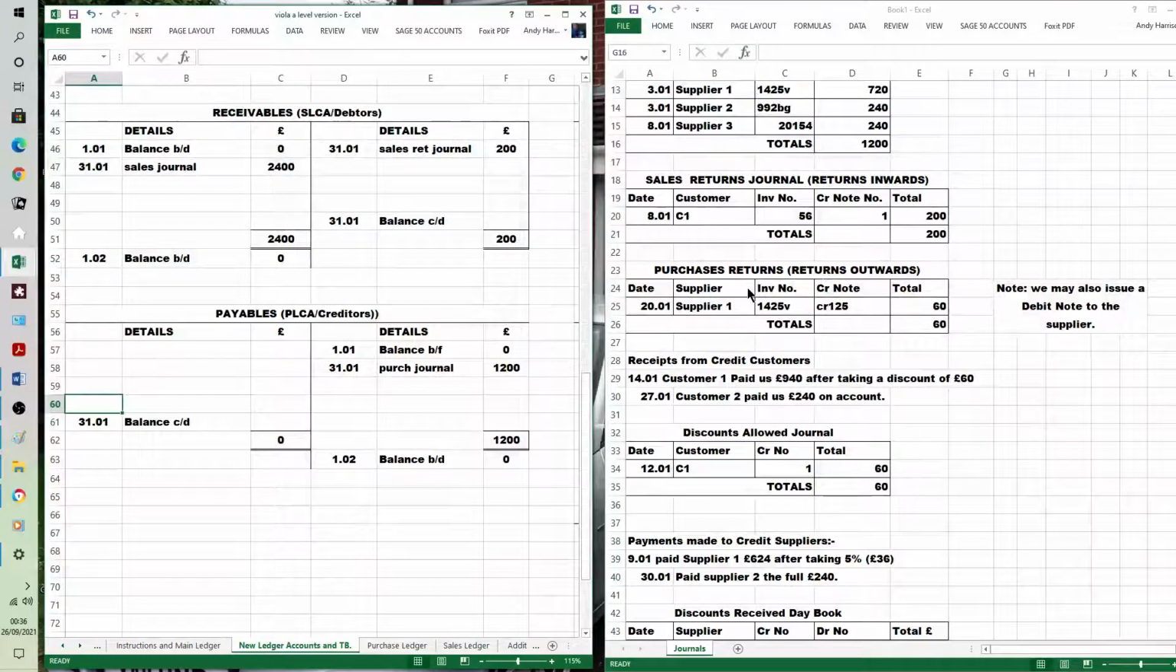So the payables, so we've got some purchase returns, so we've sent something back to supplier 1.